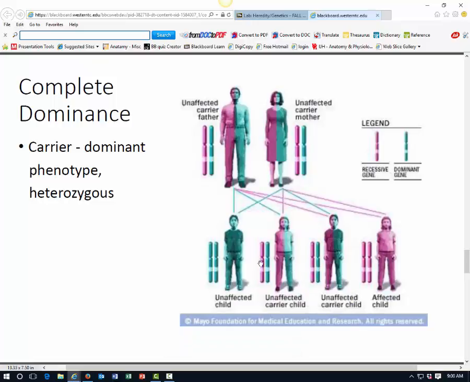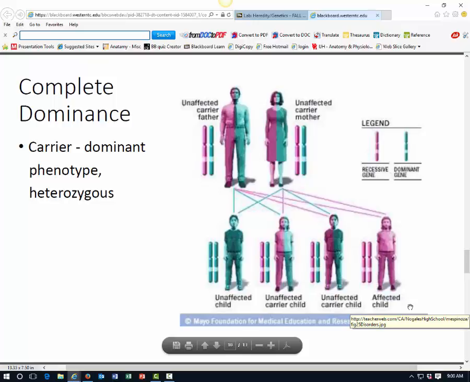But if the children inherit one of those bad alleles, but the other good allele from the other parent, they're going to be unaffected, but they're going to be carriers again, which means they carry the recessive allele, but they have the good allele for their phenotype that is normal. And then if a child would inherit both of these bad alleles from each parent, so the pink is considered the bad allele in this example, then you have a child that has inherited two copies of the recessive allele, and then they have that particular trait or disease.